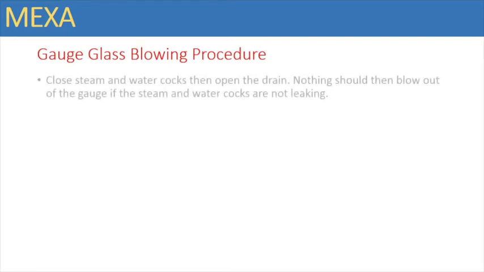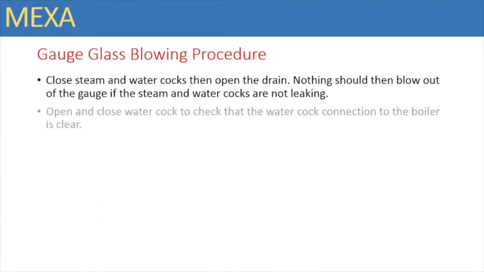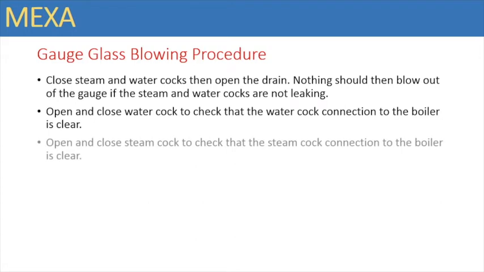One of the routines is blowing down of the gauge glass. To do so, first close steam and water cocks, then open the drain. After the gauge glass water is drained, nothing should now come out of the gauge if the steam and water cocks are not leaking. Now open and close water cock to check that the water cock connection to the boiler is clear. Open and close steam cock to check that the steam cock connection to the boiler is clear.